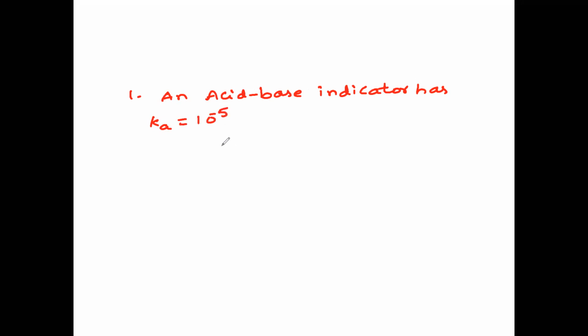Yes. Write down the question. I'm writing the question here also. Question number 1: an acid-base indicator has a Ka value, that is dissociation constant or ionization constant value, of 10 to the power of minus 5.